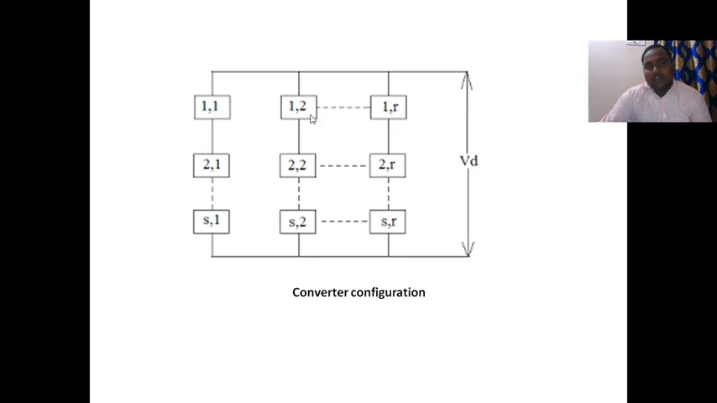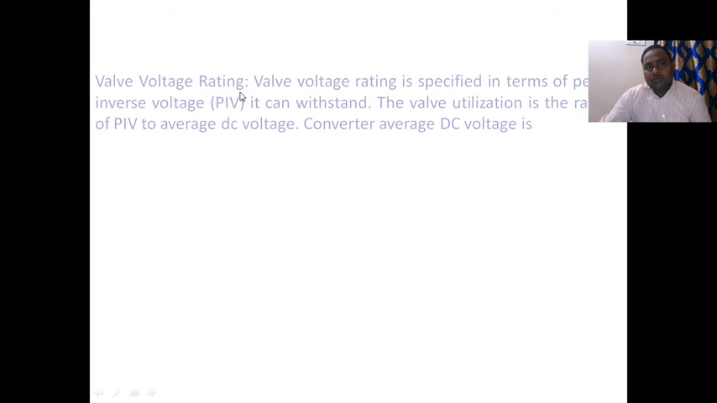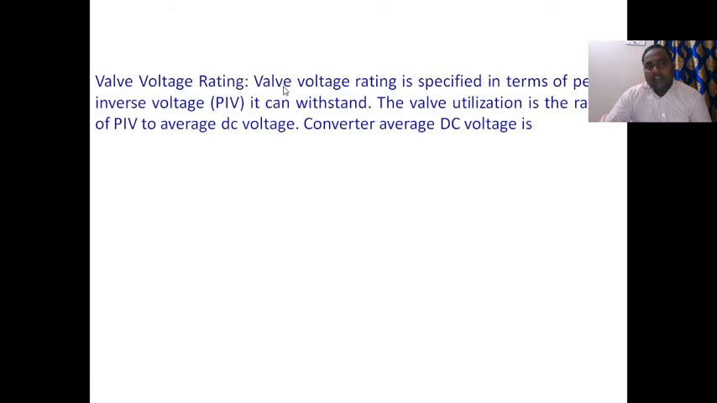First row first column, first row second column, first row R. This is the DC voltage. Converter configuration decides how many valves we are using, how many valves are required. Valve voltage rating is specified in terms of the peak inverse voltage it can withstand. The valve utilization is the ratio of peak inverse voltage to average DC voltage.